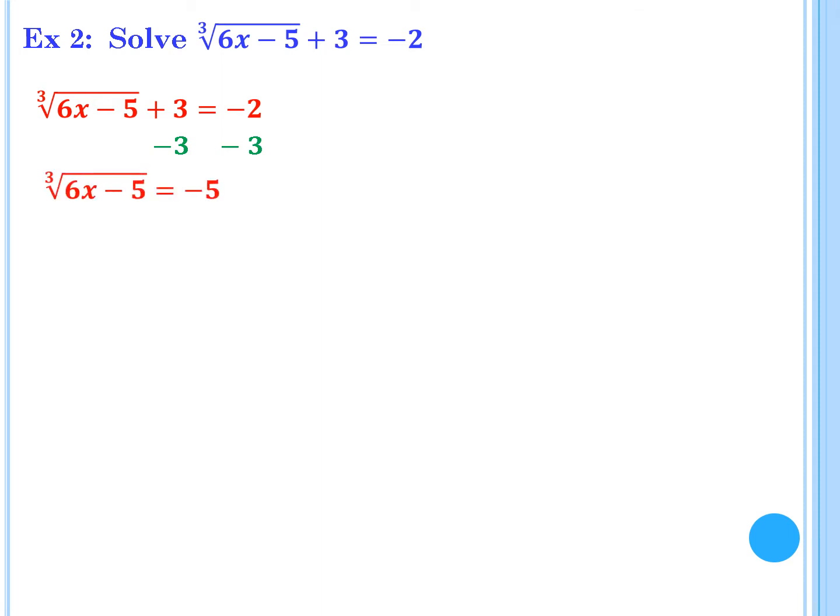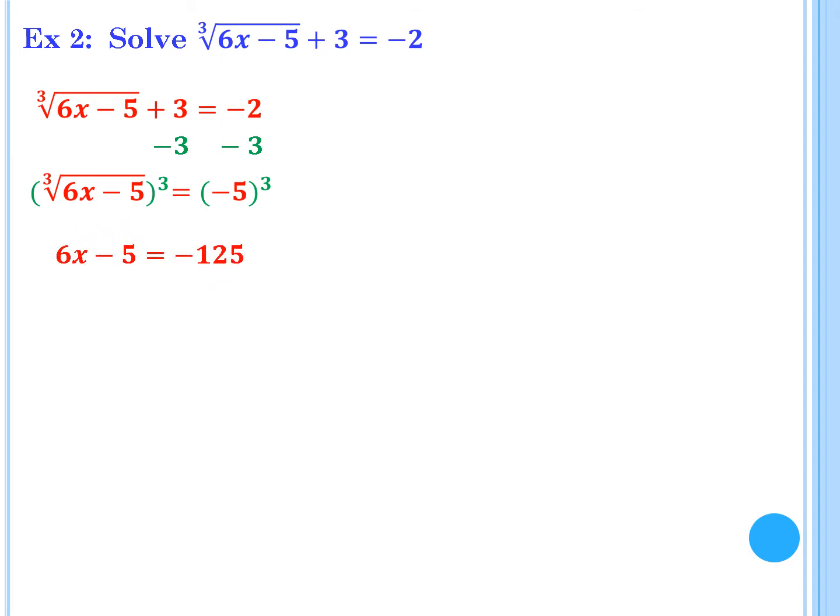That gets me the cube root of 6x minus 5 equals negative 5. So to get rid of the cube root, since it's by itself, we're now going to cube both sides. When I cube the left side, everything cancels and I'm left with 6x minus 5. On the right, when I cube negative 5, I end up with negative 125.